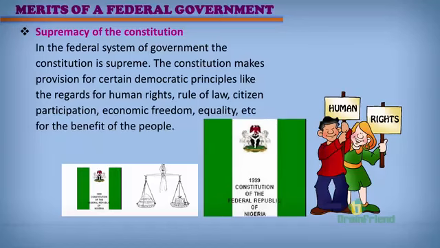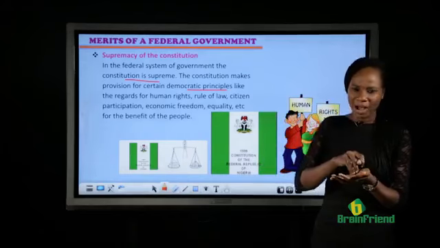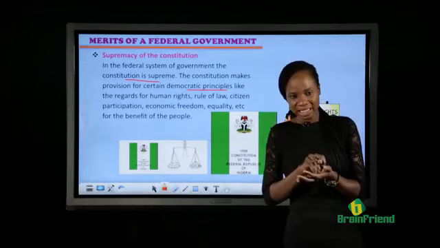And then the supremacy of the Constitution. In a federal system of government, the Constitution, like we said earlier, is supreme. When we say supreme, it means there is no other law above this Constitution. This Constitution provides certain democratic principles that play out because the Constitution is supreme. Because the government is bound by the laws provided by the Constitution, they cannot act outside the Constitution.